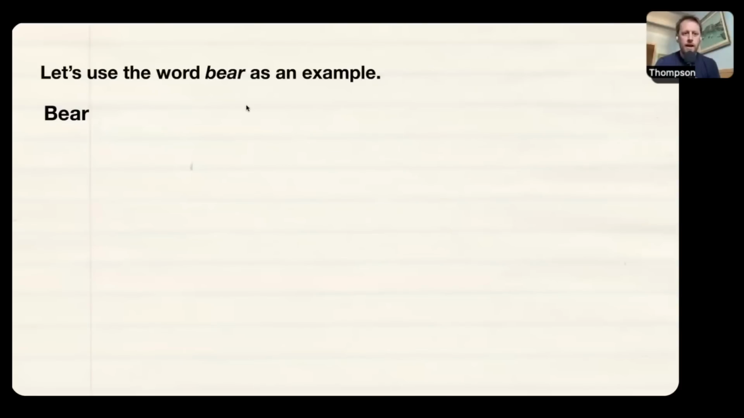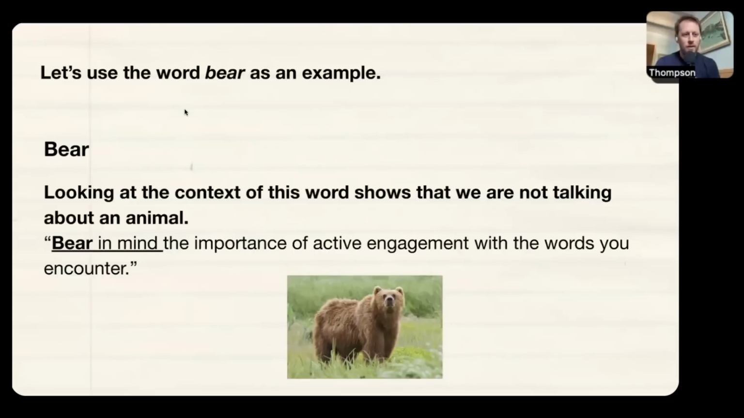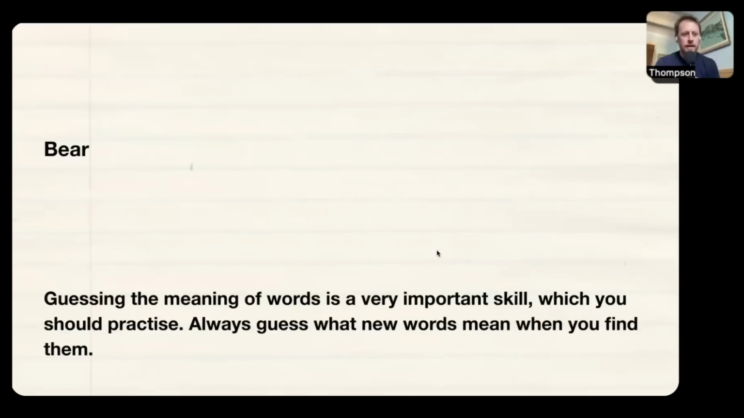Let's use the word bear as an example again. Here it is. So not him again, no. Because, of course, looking at the context of the word shows us that we're not talking about an animal, because it's bear in mind the importance of engagement. So sorry, bear, that's not you this time.